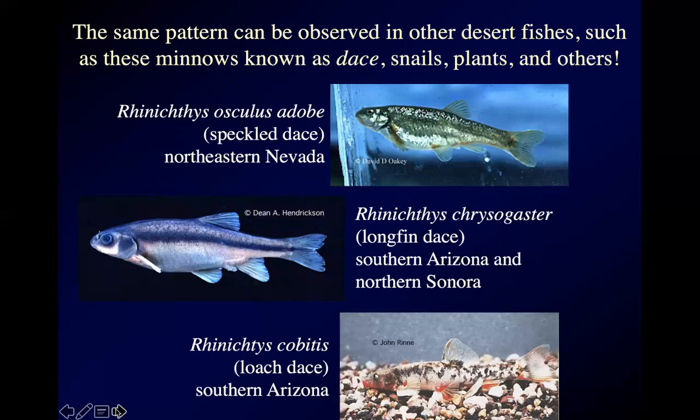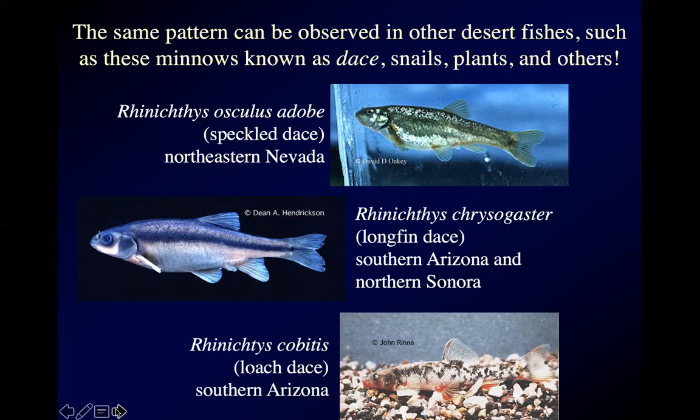And incidentally, the same pattern can be observed in other desert fish. Those spring-fed ponds don't just have pupfish. They have another little species of fish called pool fish. They have little minnows in the genus Rhinichthys, known as dace. They've got snails. Ash Meadows has 10 species of freshwater snail that are found nowhere else in the world but there. There are plants. There are wildflowers that are found only at Ash Meadows and nowhere else.